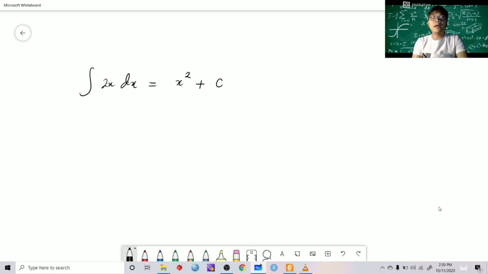So another example, if we have, let's say, x cubed, we take the antiderivative of this with respect to x. So the answer would be x to the fourth all over 4, and then you put plus c.